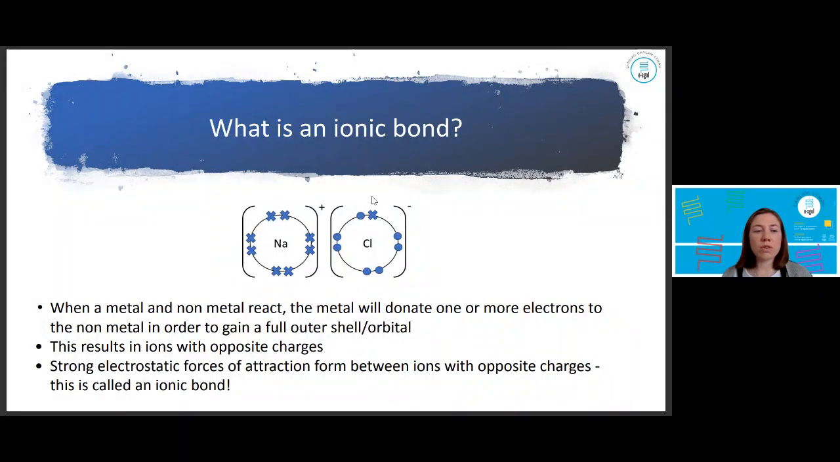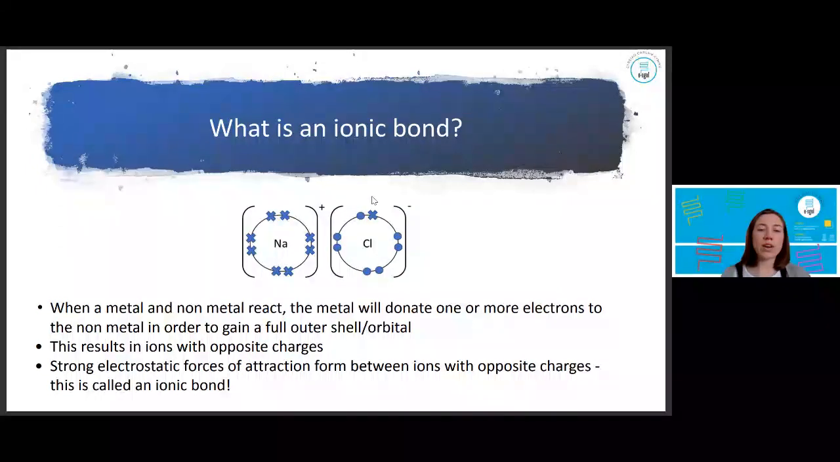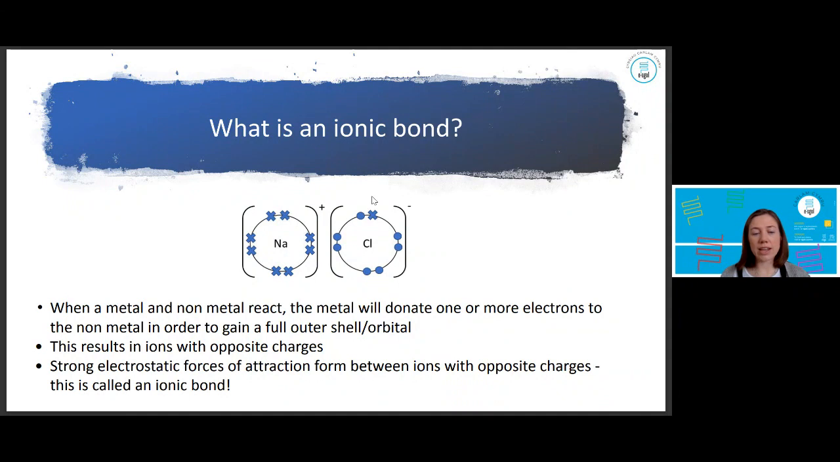So the result of those electrons getting lost and gained means you form ions, and these ions have opposite charges. Strong electrostatic forces of attraction form between those ions, so positive and negative attract, and that is what an ionic bond is. Okay, it's the electrostatic force of attraction between ions with opposite charges.